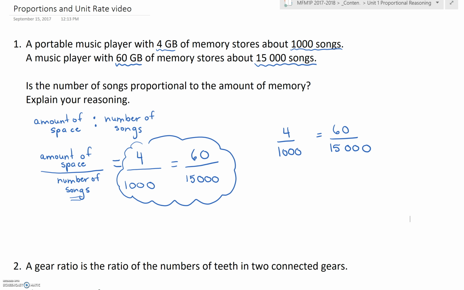So we take a look. You can do this 2 ways. You can do it with multiplication or you can do it with division. So you can say, well, 4 times what gives me 60? So you can figure that out, and 4 times 12, nope, not 4 times 12, sorry. 4 times 15 gives me 60.